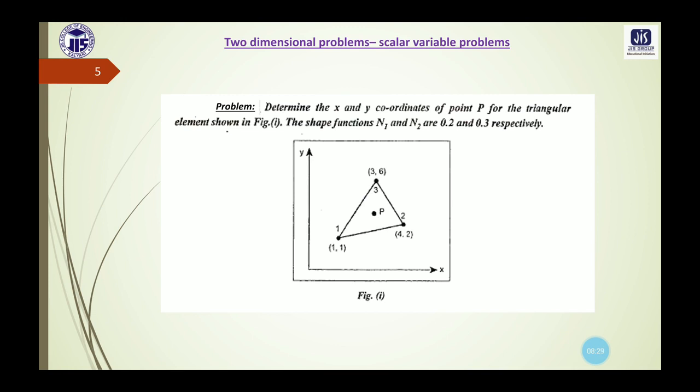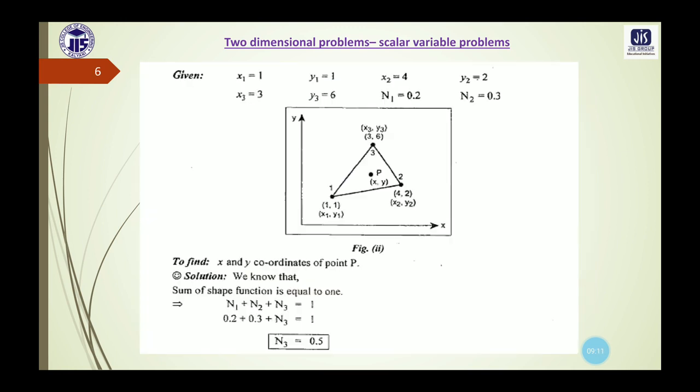So what is given here in this numerical, a triangular element is given which is having three nodes in its corner points, and their coordinates are given. So that means x1, y1, x2, y2, x3, y3, these are given. Now inside this triangular element there is one point P. So we need to determine the x and y coordinates of this point P, and also we need to find the shape function n3, because the shape function n1 and n2, these are actually given in this numerical.